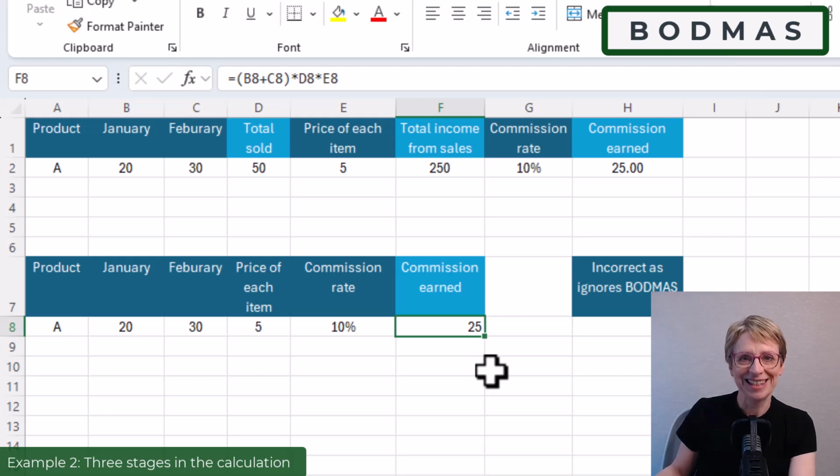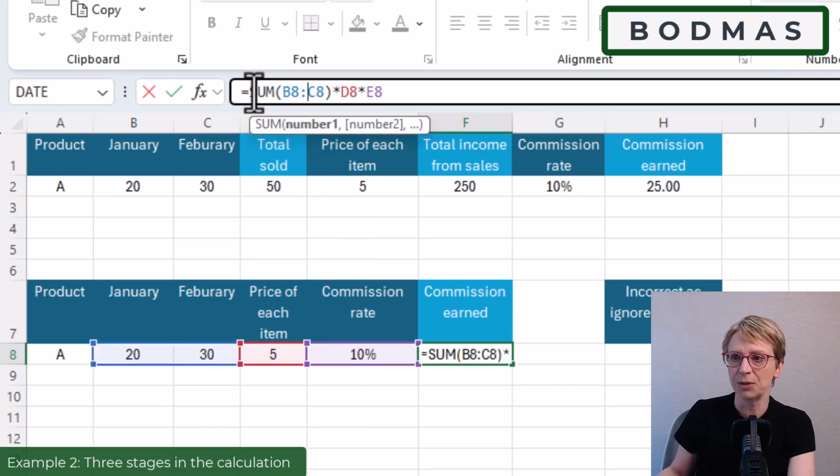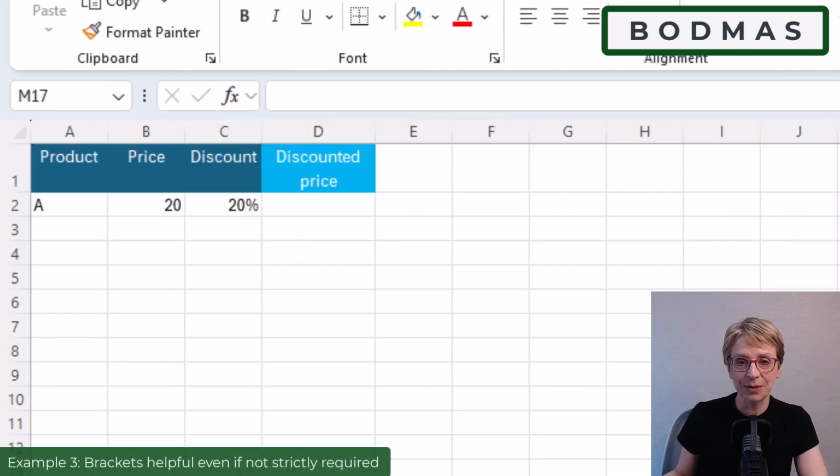Note, however, that in this scenario, I would not typically use B8 plus C8. I would use sum. So I would say sum B8 colon C8 to sum the range, which makes the formula more robust. Here, Excel will find the multiplication sign, look to see what figure is on its left. It finds a formula, so it has to do that before it can carry out the multiplication.